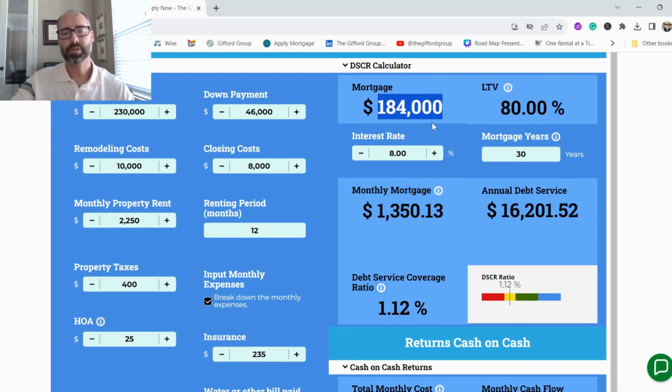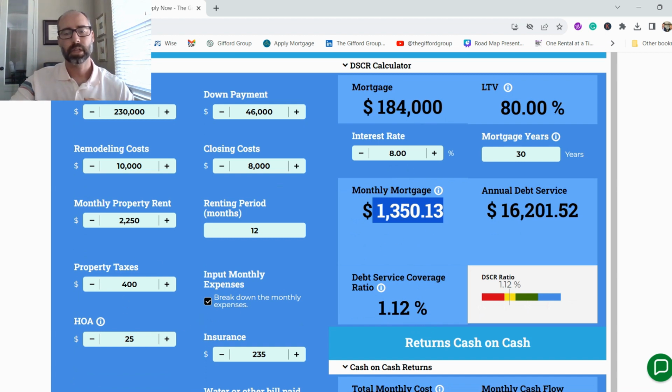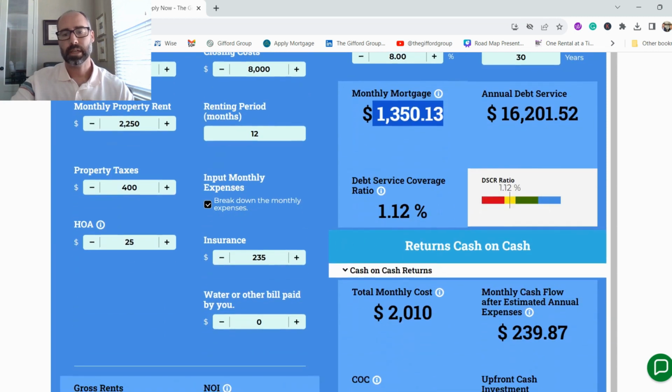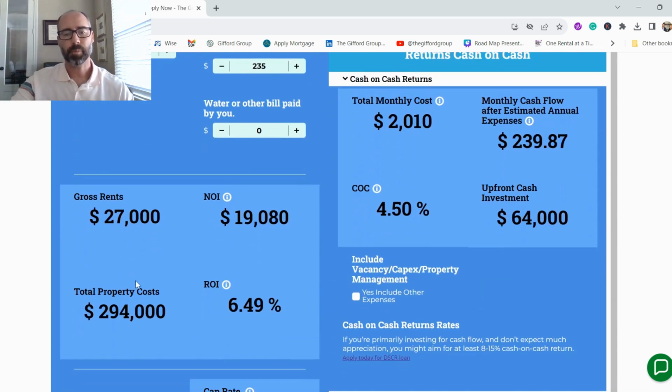What this did was take the loan amount at the interest rate and calculate our mortgage. And then it took all of our property taxes, HOA, and insurance, and included those. If you scroll down, you can see that it tells us what our NOI is, right? And our NOI is our net operating income. These are our gross rents for the year.